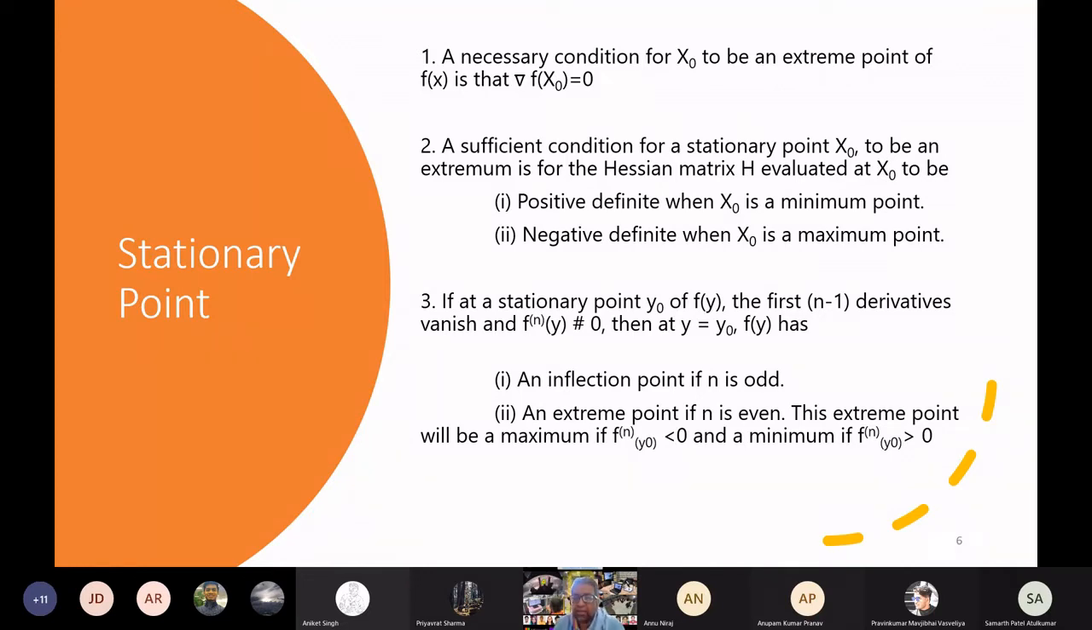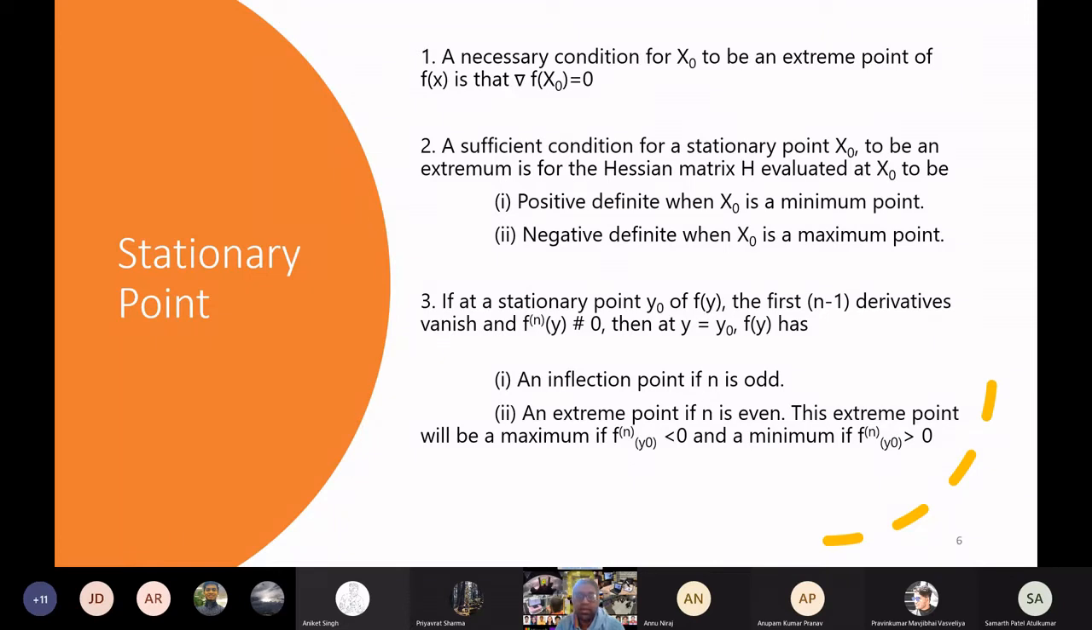The second theorem says that a sufficient condition for a stationary point x0 to be an extremum is for the Hessian matrix H evaluated at x0 to be positive definite when x0 is a minimum point and negative definite when x0 is a maximum point. So the Hessian matrix, in our school days, we learned that with the second derivative, we take the first derivative, equate it to 0, then we take the second derivative. If it is less than 0, we tell it is maximum, greater than 0 minimum.